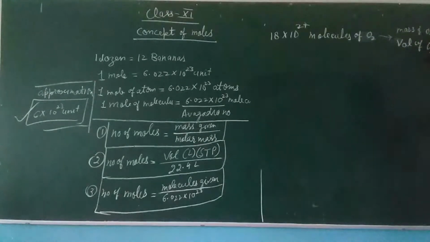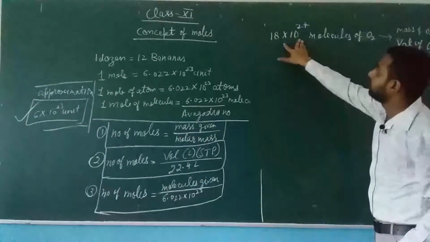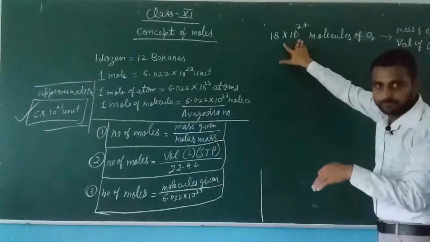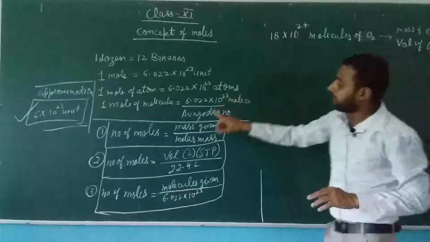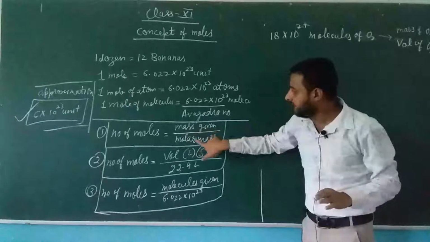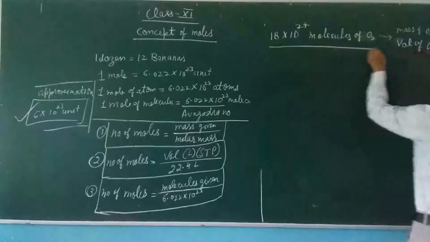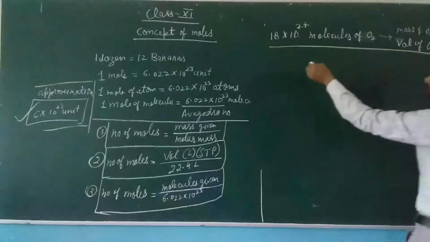So how can we find out the mass of oxygen and volume of oxygen? Firstly we have to convert 18 into 10 to the power 24 molecules into moles, and with the help of moles we can calculate the mass and volume of oxygen. Now I am here to solve the question.